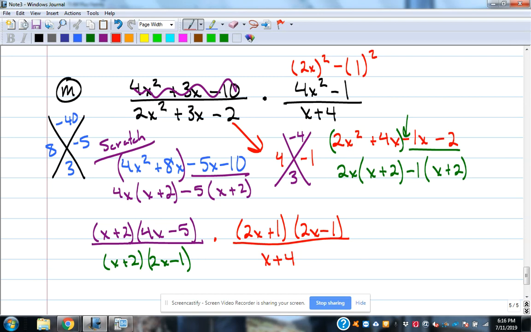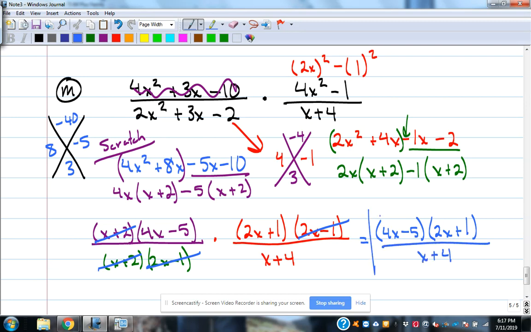Okay. Now we start canceling things vertically and diagonally. That's the only ways that we can. So let's see. Blue's a good color. X plus 2 cancels x plus 2. 2x minus 1 cancels 2x minus 1. And then the final answer here is the factors that didn't get canceled. So I got 4x minus 5, 2x plus 1, and then on the bottom I've got that x plus 4.